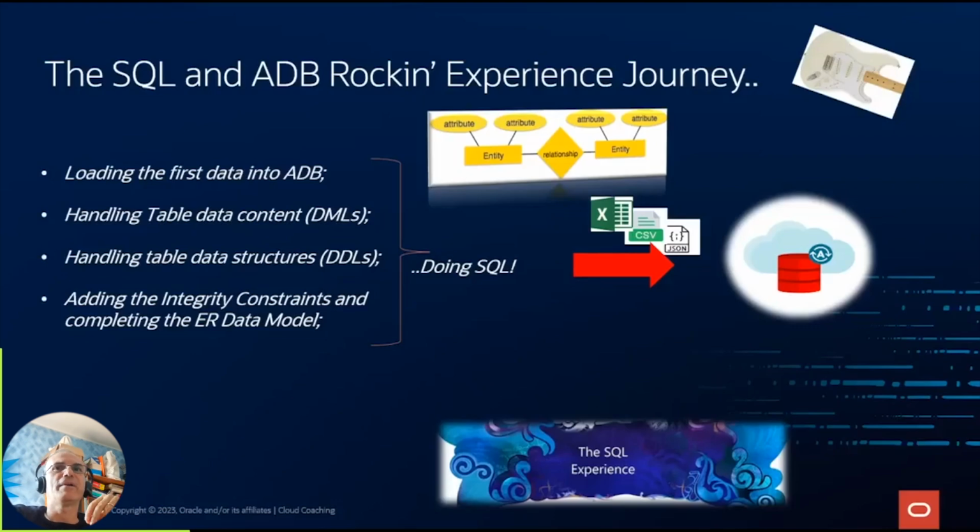And then we do some of the most important ones, I think. We add the integrity and referential constraints with these tables in order to complete at least the first version of our data model, the entity relationship data model. All these steps will be done by using the autonomous database user interface tools. But of course, underneath all these actions there's always SQL doing this, let me say.